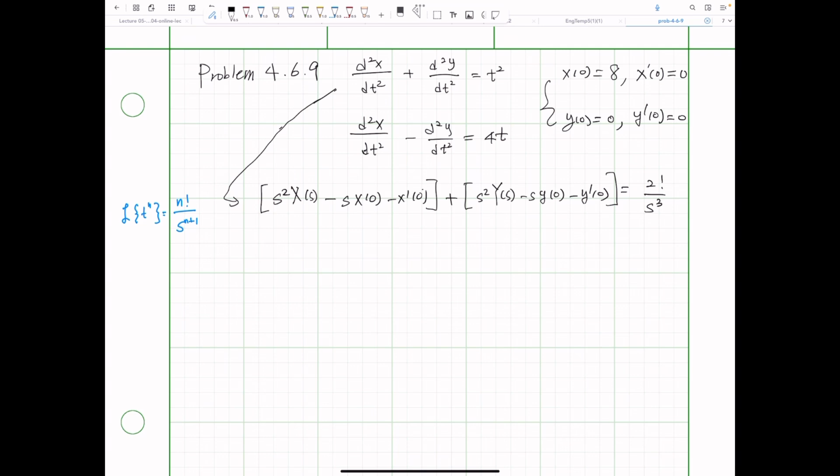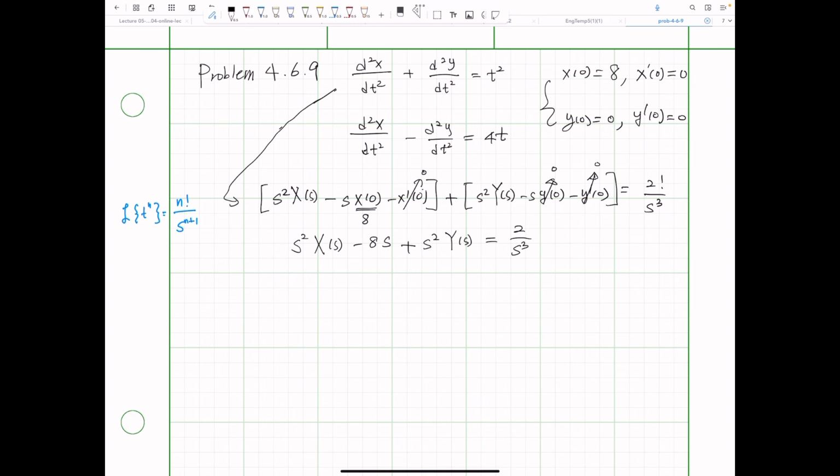And let's put the initial conditions: X'(0) is 0 and Y'(0) is 0, Y(0) is 0, X(0) is 8. So we have collected X(s) terms together. s squared, that's the only one. s squared X(s) minus 8s plus s squared Y(s) equals 2 over s cubed.